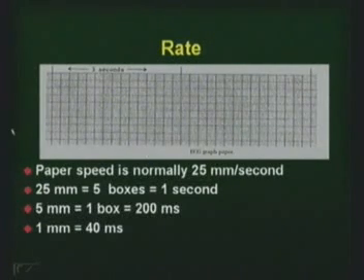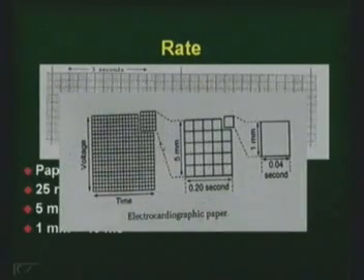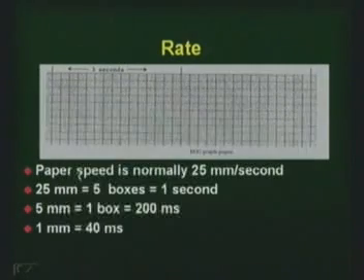You can get taken in if the speed has been fast or slow, and you can make a wrong diagnosis. On paper, the ECG paper looks like this: 25 millimeters, which is 5 boxes, is equal to 1 second.